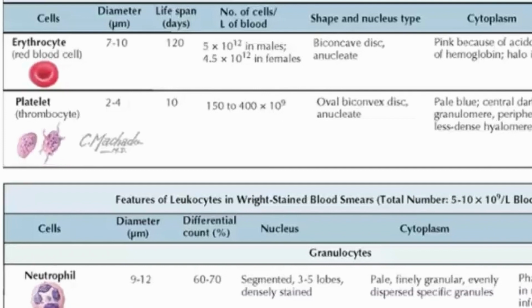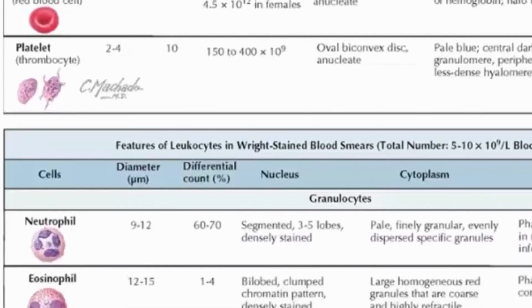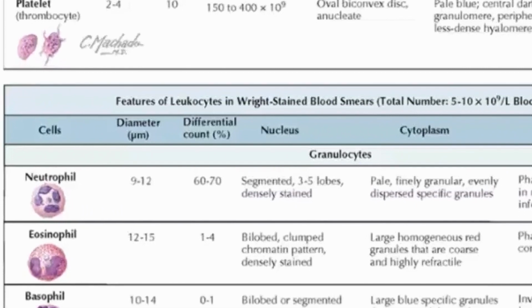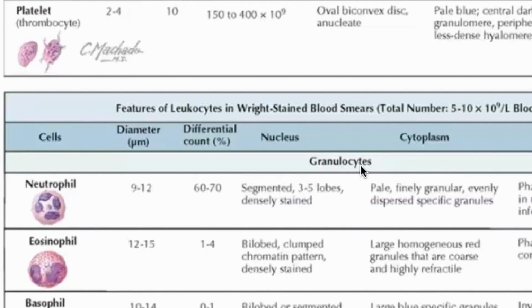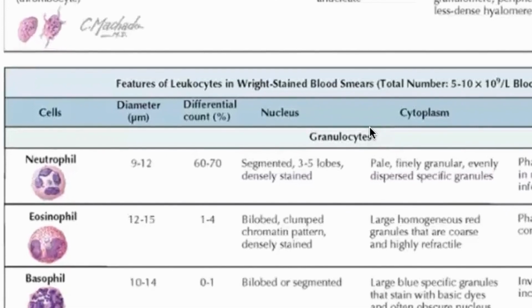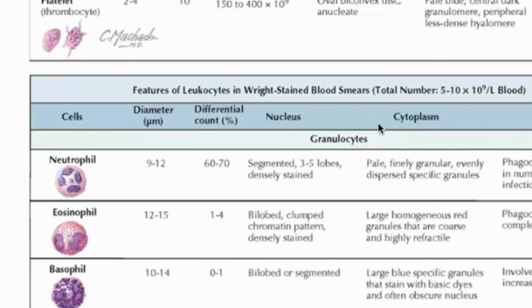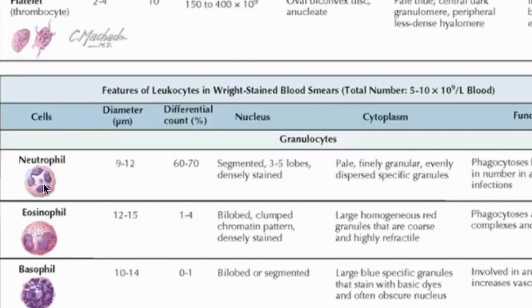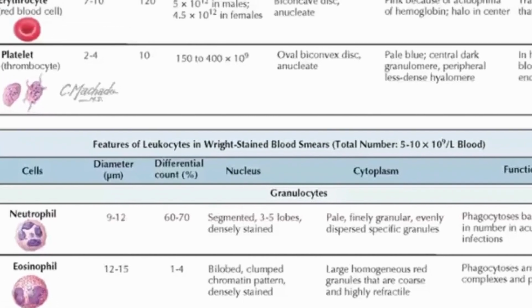So in terms of the leukocytes now, these are the white blood cells. The white blood cells include your neutrophil, eosinophil, basophil, monocytes, lymphocytes. The leukocytes can be divided into 2 broad categories. They can be granulocytes or agranulocytes, meaning that they have granules or they don't have granules. Granulocytes include the neutrophil, eosinophil, basophil. The agranulocytes include your monocytes and lymphocytes.